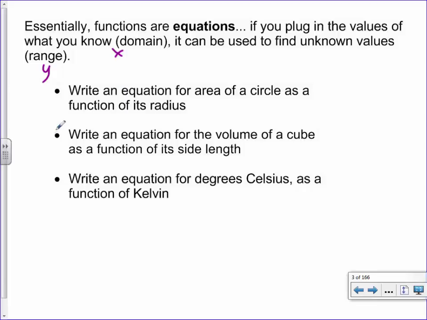I've got a couple examples of just some very basic functions that you probably would have learned way back in junior high. Could you write me an equation for the area of a circle as a function of its radius? Fancy way of saying this is, does anybody know the formula for area of a circle?